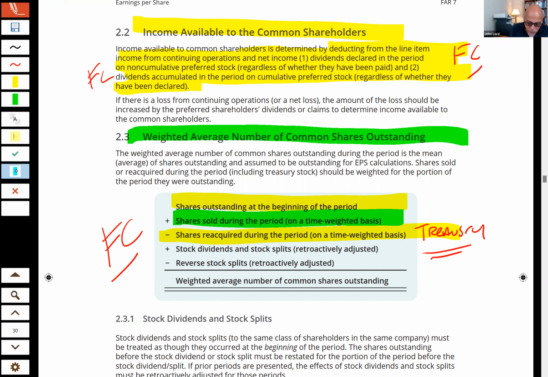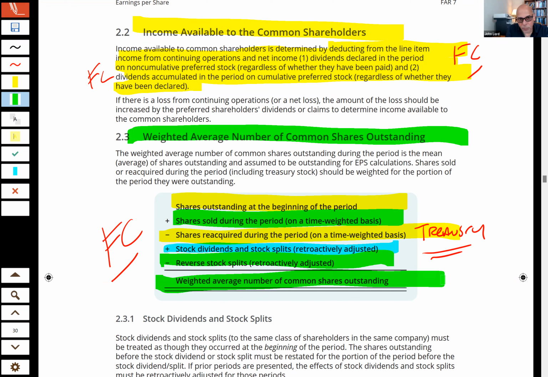And then you come down to stock dividends and stock splits, which are retroactively adjusted, meaning that if the stock split took place in the middle of the year, you would act as though that stock split or stock dividend had happened at the beginning of the year. That's the same for reverse stock splits, although I don't see that very much in questions. The product of all those adds and subtracts would be the weighted average number of shares outstanding.